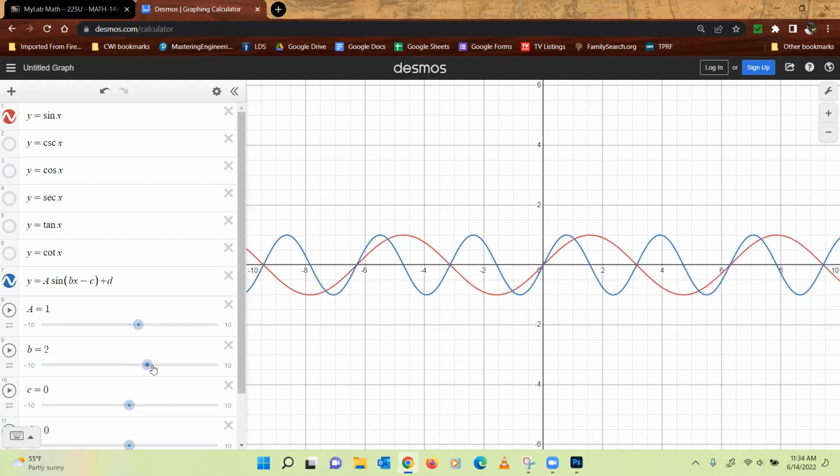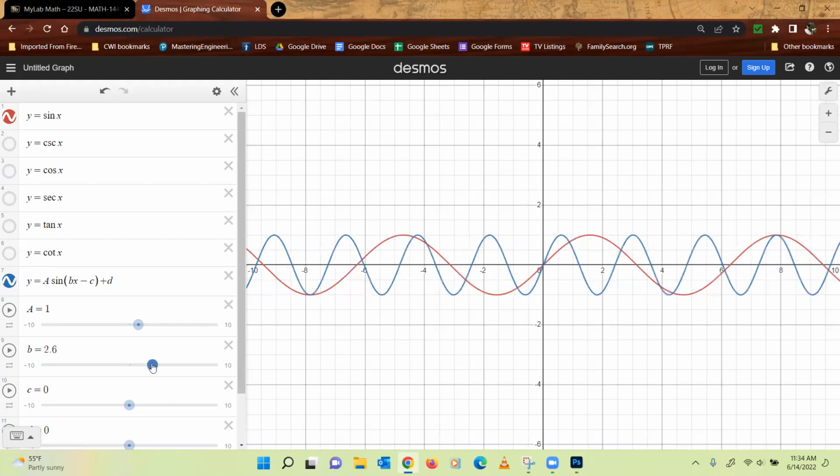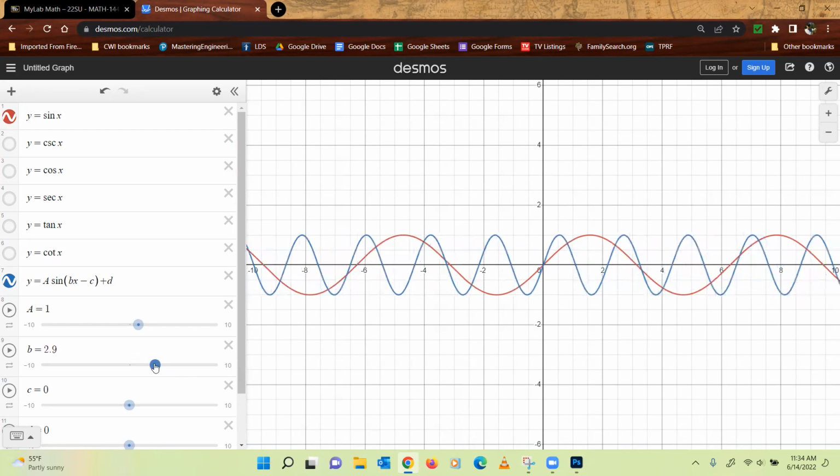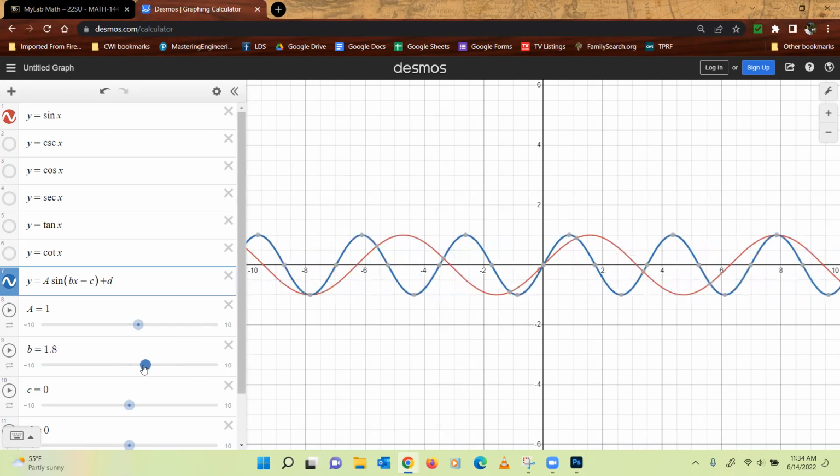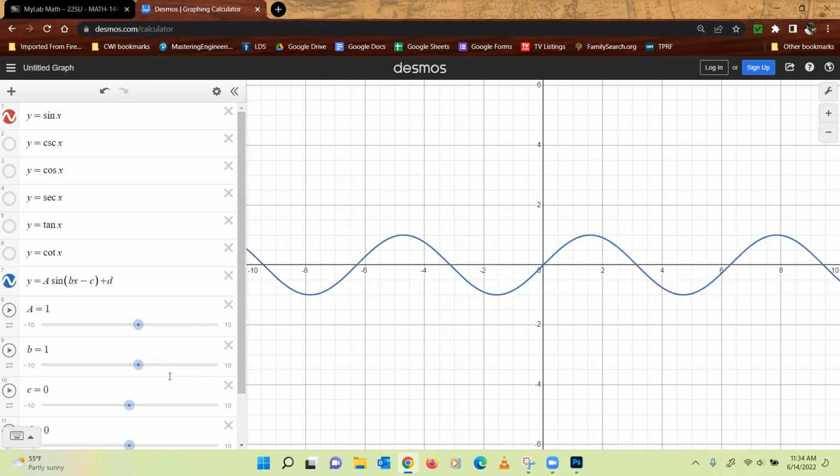So if we took this up to 3, 2 pi divided by 3 would give us the period. So we come up here and it would be right there, which is 2 pi divided by 3, just like we expect and just like we saw. Take this back to 1, so we're back to where we started.